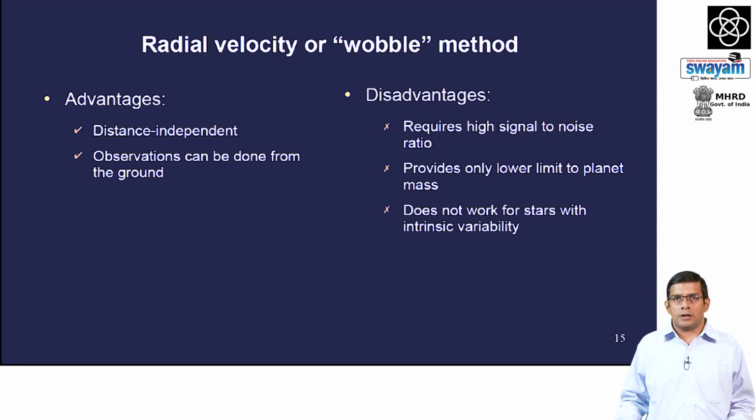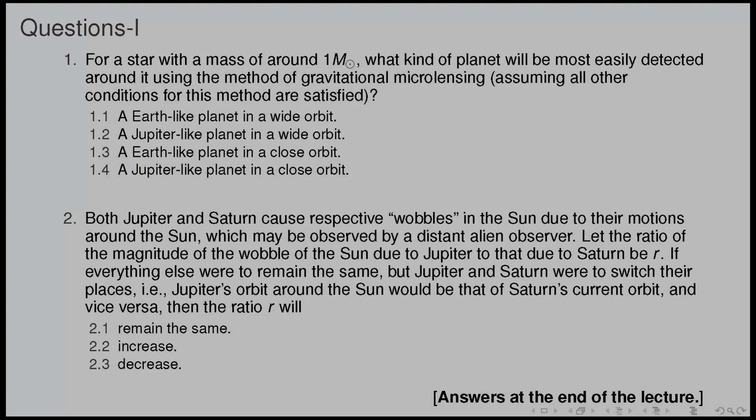The disadvantages are that this requires a very high signal to noise ratio, because the wobble signal has to be distinguished from other variability signals from the star. Secondly, this only provides a lower limit to the planet mass because of the inclination factor, and this does not work for stars which have strong intrinsic variability.